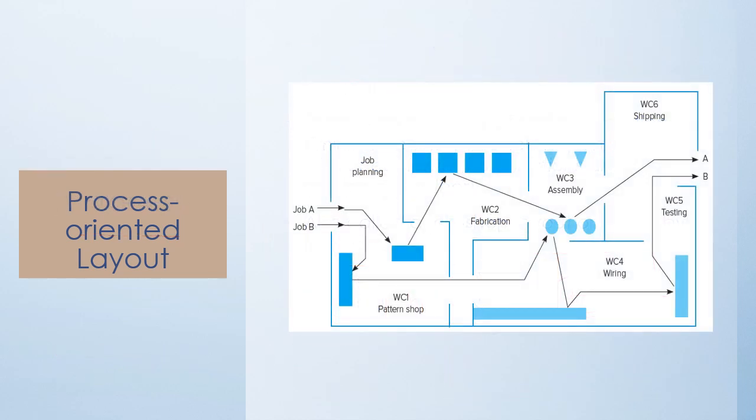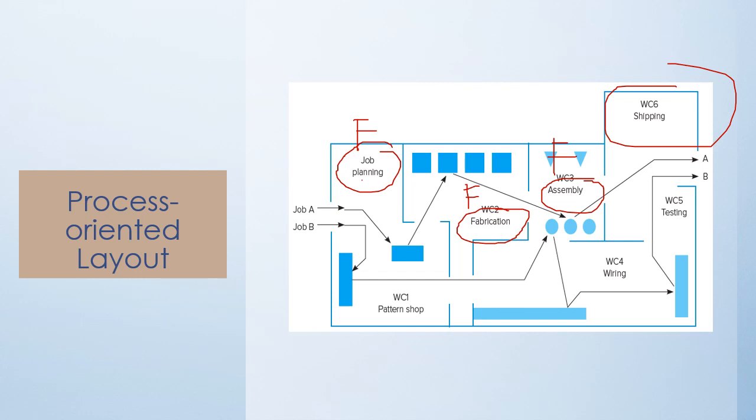Okay, you can see from this diagram, this company is also using process-oriented layout or process layout. Job planning is one job function in the organization. So facilities for job planning will be placed over here. Fabrication is another job function. The facilities are over here. Assembly is another job function, and facilities are placed over here. Same goes to shipping, testing, wiring, pattern shop, and also every job function in the organization will have its own facility over here. So facility, bila kata facility, it refers to equipment, workers, raw materials, machines, and everything.